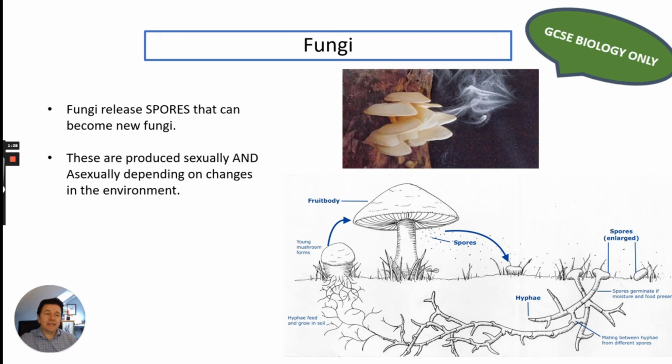Fungi reproduce asexually and sexually, so they can release spores that can become new fungi, and these are produced both sexually and asexually depending on the changes in the environment.